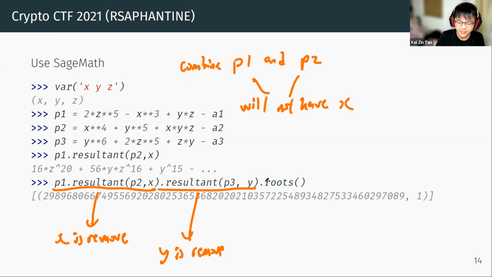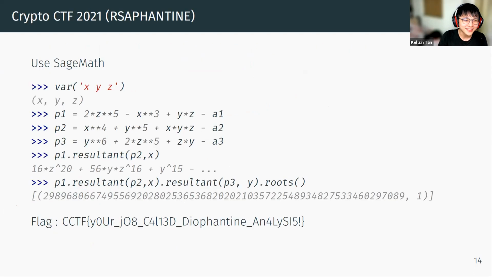And then you use the Sage find root function, .roots(). And then you get the value for z. So this is the value for z. It just looks very complicated, but it actually can be solved in less than 10 lines. And then you get your flag.